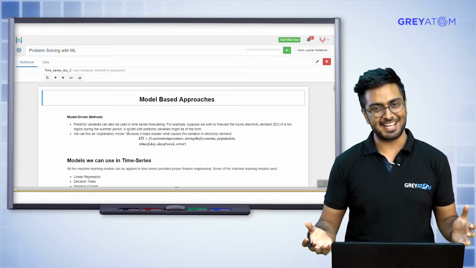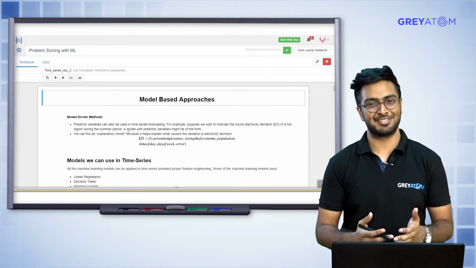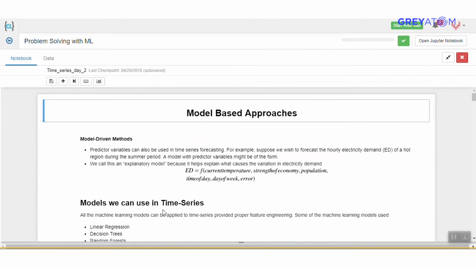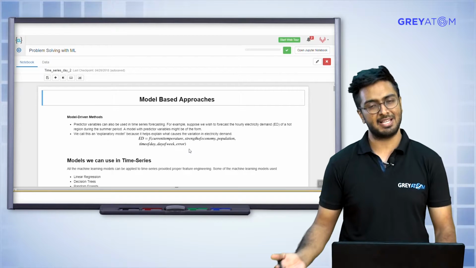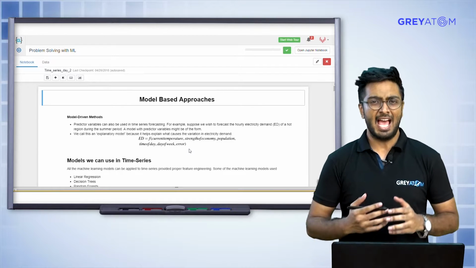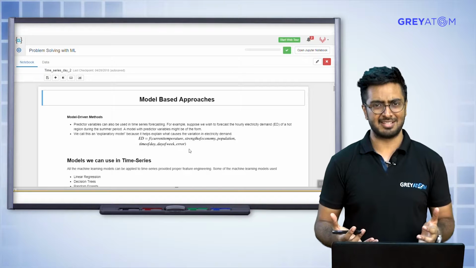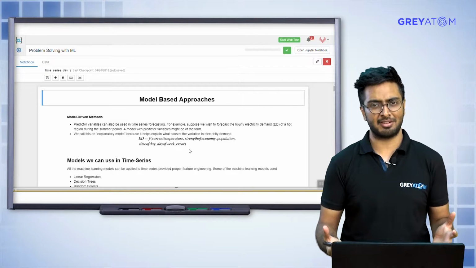Now, as I had already said, this is exactly what you have done in supervised learning, right? In case of supervised learning, this ED, the electricity demand, is the target variable or the dependent variable. And what is it dependent on? It is dependent on the independent features: current temperature, strength of economy, population, time of day, day of week, all of these are your independent features. So that's your dependent variable, that's your independent variable. And this is the entire paradigm of supervised learning, right? So there's nothing absolutely new that we are doing out here.